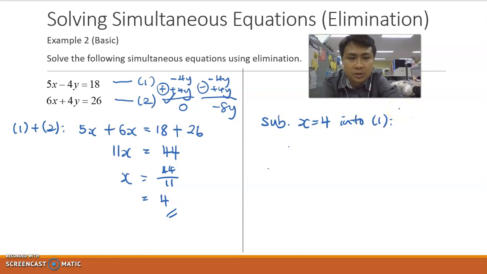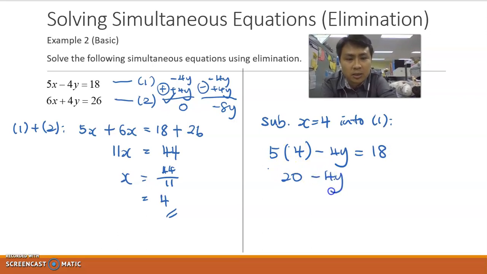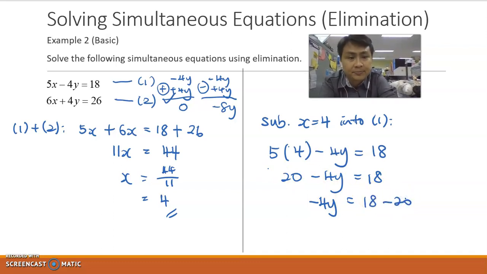So what we'll do now is we'll replace it. So 5 multiplied by 4 minus 4y is equals to 18. So I'll do a multiplication. 20 minus 4y is equals to 18. Now we need to just consolidate all the y on the left side, consolidate all the numbers on the right side. So negative 4y equals to 18 minus 20. Negative 4y will be equals to negative 2.